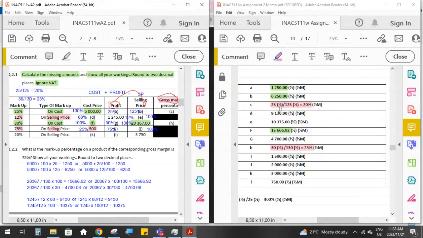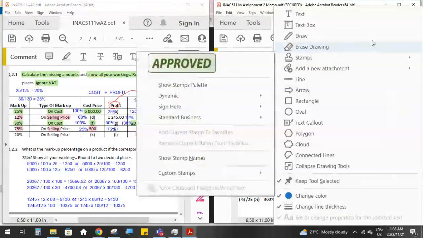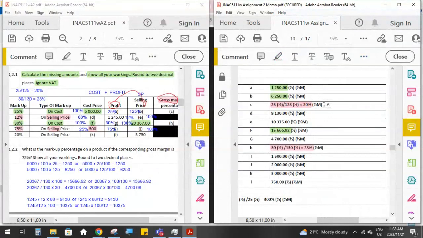So for C, profit, which is A, let me write it over here on this side. You could also have said profit, which is the value for A, which is 1250, over the selling price, which is B, which is 6250 in rand value, and you'll still get 20%. And for H, in this one over here, instead of using the percentages, we could have used the rand values.